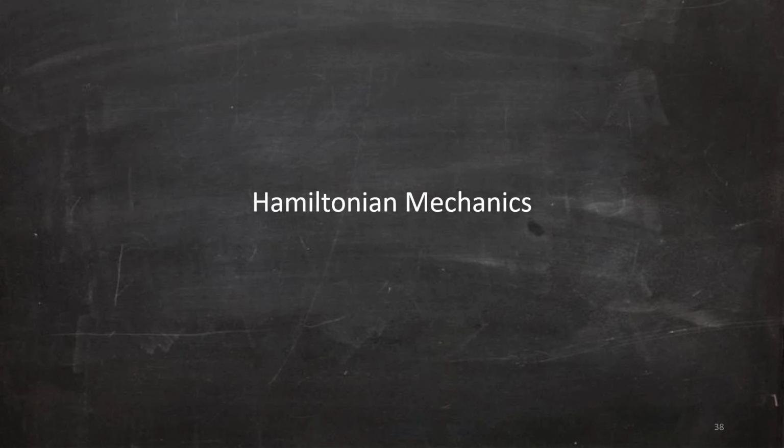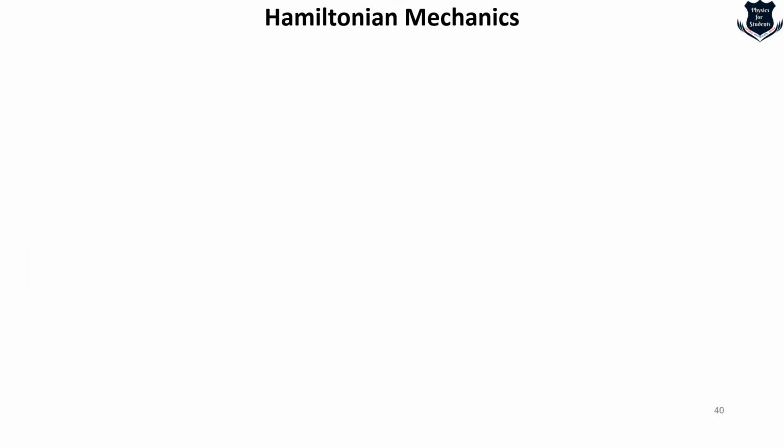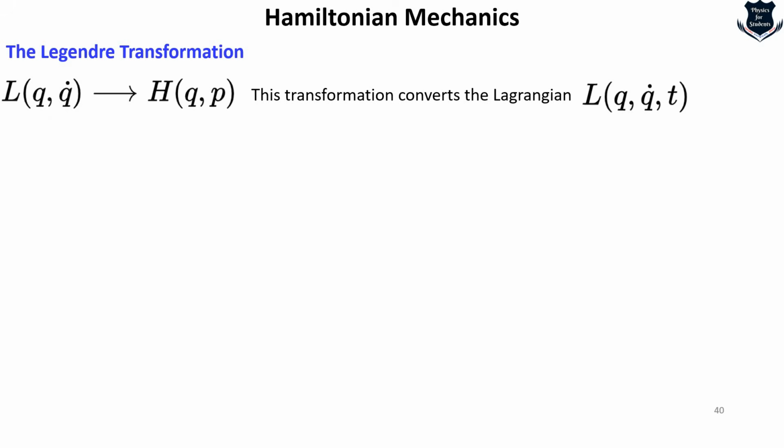The book completes the Lagrangian dynamics and moves into what is called Hamiltonian mechanics. Here is a quick snapshot of the table of contents. Again, I'm not going to go part by part through everything in Hamiltonian mechanics because it will take a long time, and that will be done further in my videos. But I will take a few of the very important concepts. Number one is the Legendre transformation. This Legendre transformation is nothing but a mathematical way of converting the Lagrangian into the Hamiltonian.